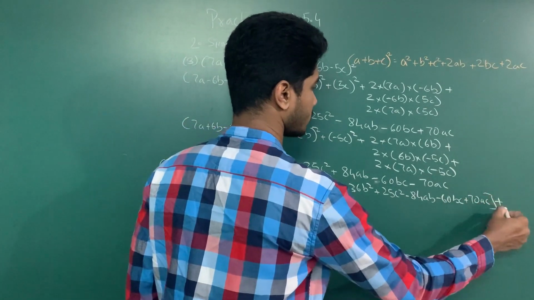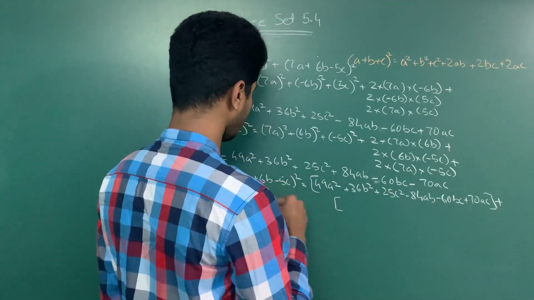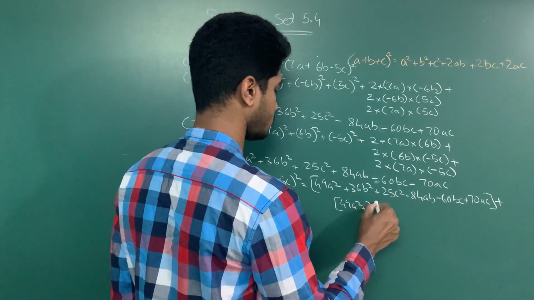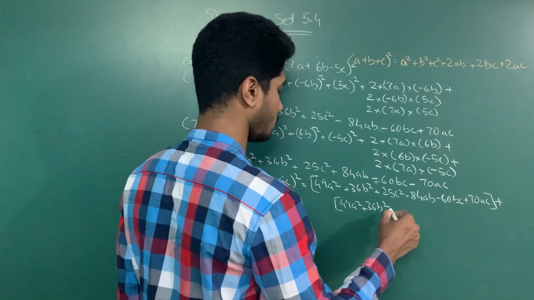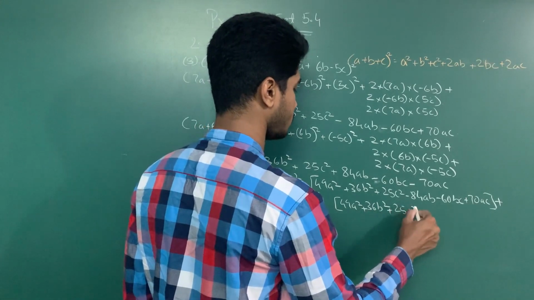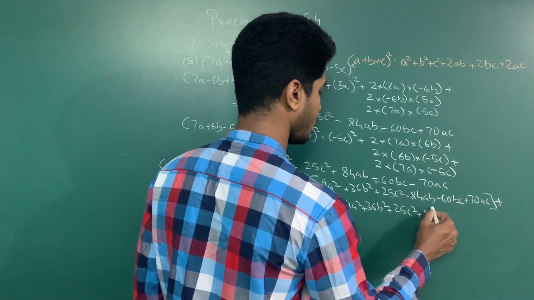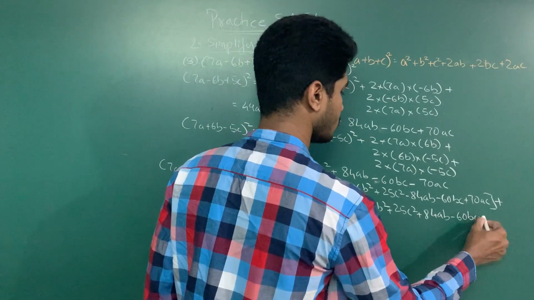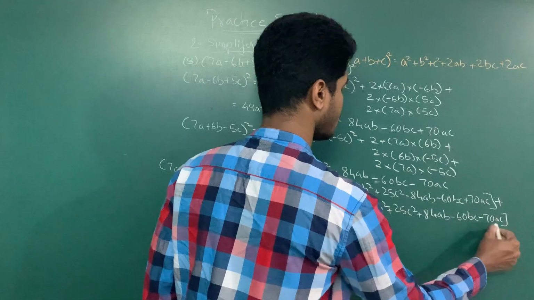Now the second bracket with a positive sign in between. So this will be 49a square plus 36b square plus 25c square plus 84ab minus 60bc minus 70ac.